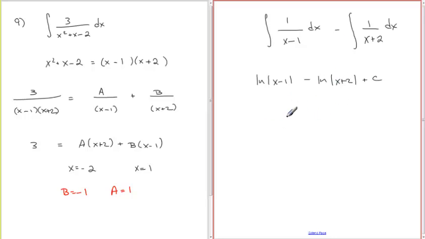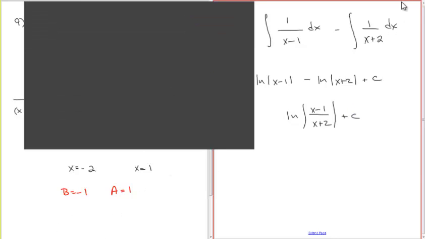Again, you can use the properties of logarithms to combine those two. So it's this divided by that. So we get the natural log of the absolute value of x minus 1 over x plus 2 plus our arbitrary constant c. And that is the correct answer.